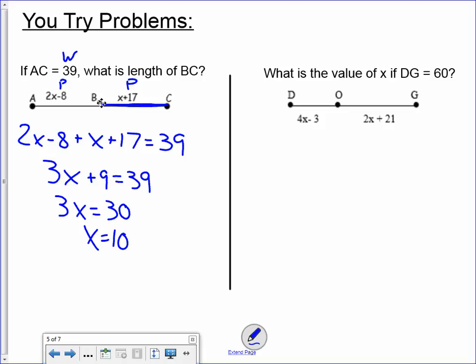Now remember, we're not quite done here because the question is asking what is BC. So to solve for BC, I've got to plug it into the expression x plus 17, which would be 10 plus 17. BC has a length of 27. That should have been your final answer.